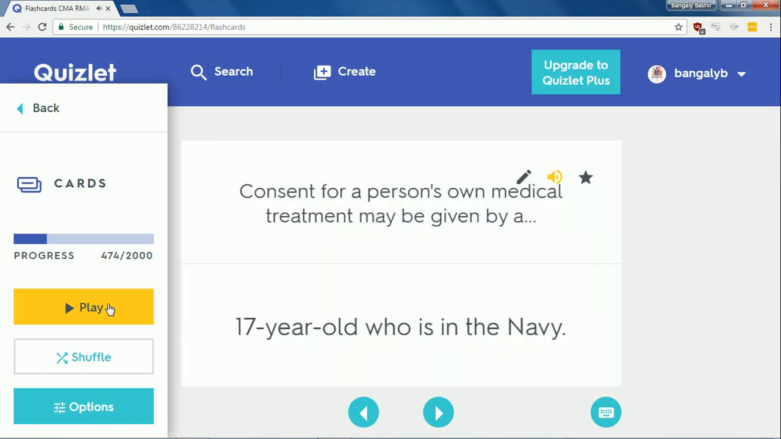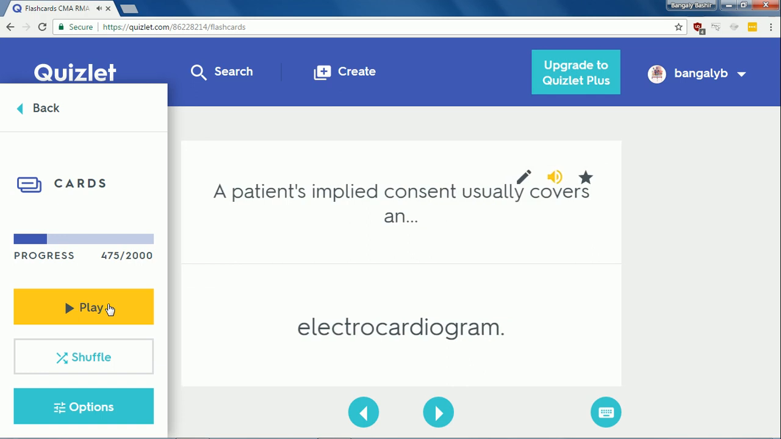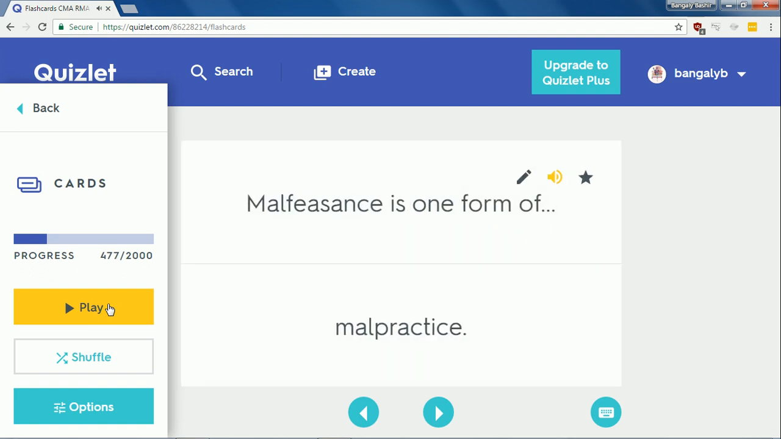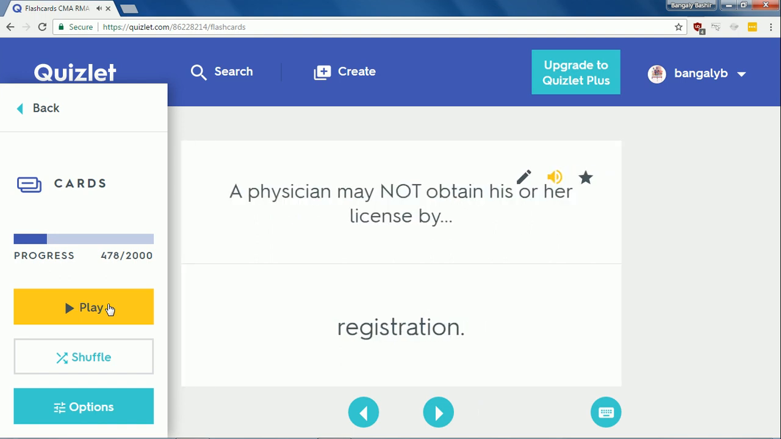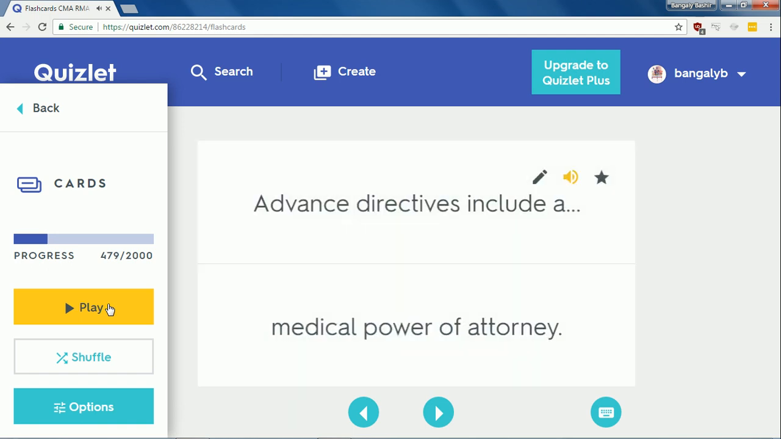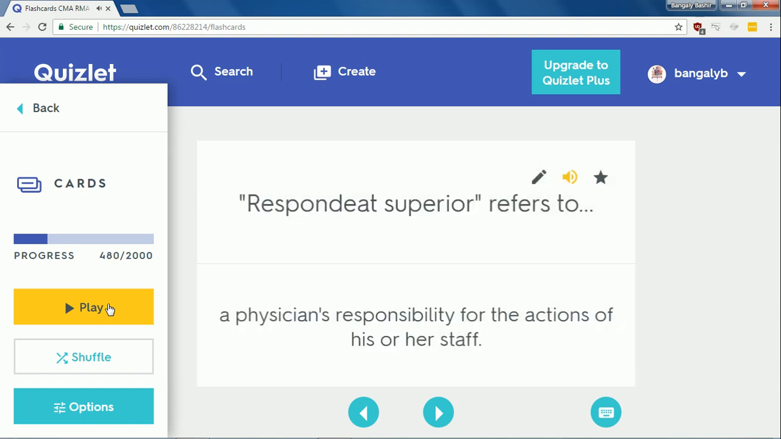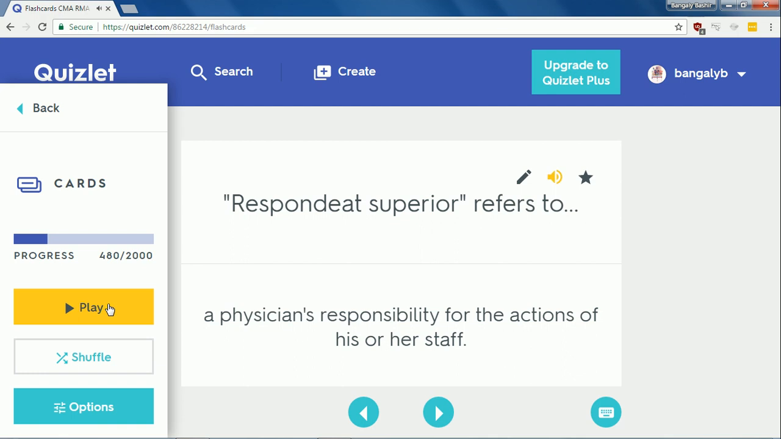Consent for a person's own medical treatment may be given by a 17-year-old who is in the Navy. A patient's implied consent usually covers an electrocardiogram. A tort is a type of civil law. Malfeasance is one form of malpractice. A physician may not obtain his or her license by registration. Advance directives include a medical power of attorney. Respondeat superior refers to a physician's responsibility for the actions of his or her staff.